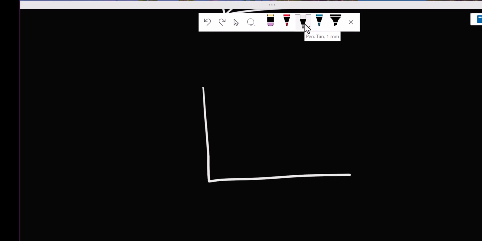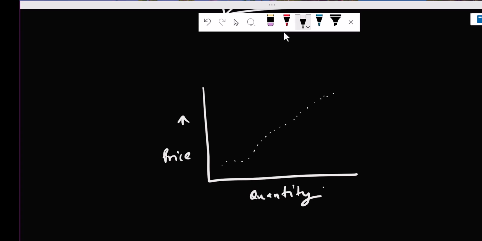But real life is not so simple. You may not get a direct relationship between the quantity of mangoes and the price. Let's jot down what it may look like in real life. Quantity, price, right? And we may have this kind of relationship, something which indicates that price increases with the quantity, but all the points may not lie on a single line.